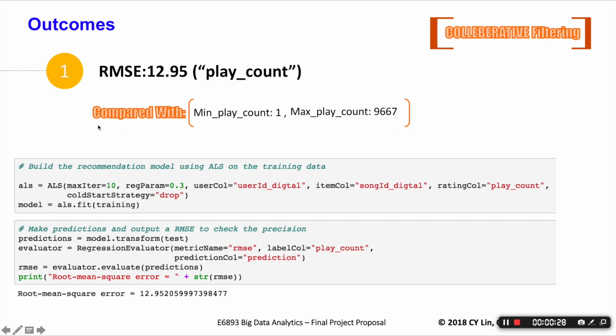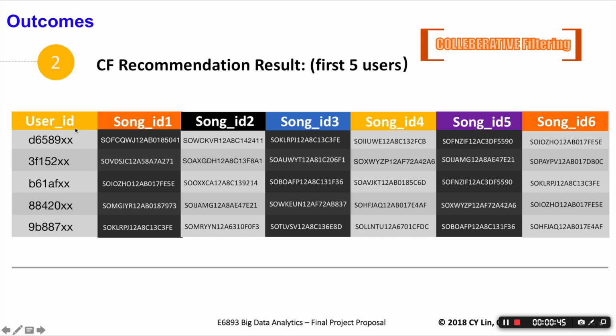So we used the ALS package in Spark in the first phase of our project. And as you can see, the RMSE is only about 13. That may be satisfying compared with the range of the play counts in our dataset. And this is the final file we get through the first phase. As you can see, we recommend each user with the top six sounds that they may like potentially based on the CF recommendation.